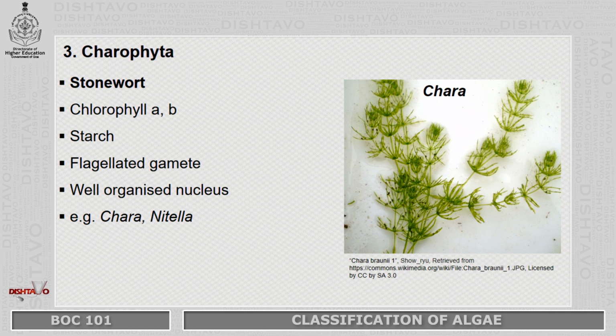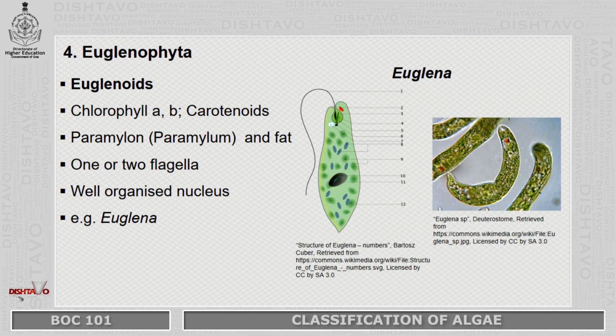As they are eukaryotes, they have a well organized nucleus, and the best examples are Chara and Nitella for this group. Then the fourth division is Euglenophyta. These are commonly called euglenoids, and the major pigments here are chlorophyll A, B and carotenoids. It has a special type of starch, or carbohydrate, called paramylon, and they also have fat, which are energy rich compounds. They have 1 or 2 flagella and a well organized nucleus. The best example you can have for this division is Euglena.